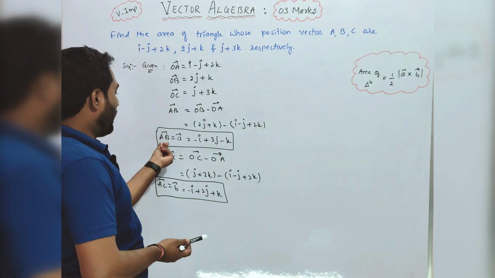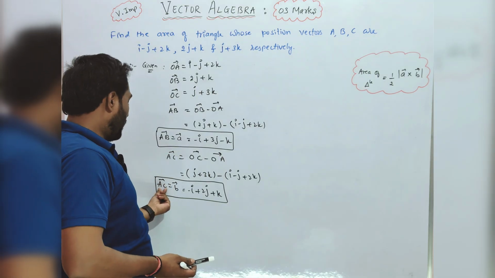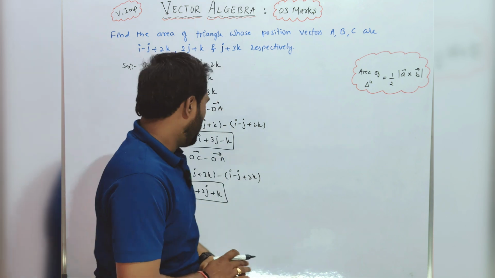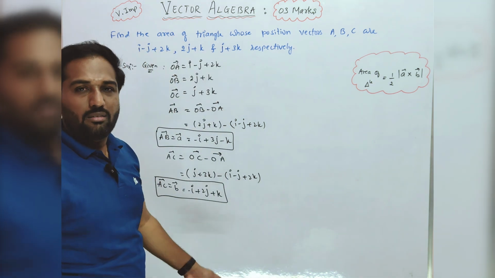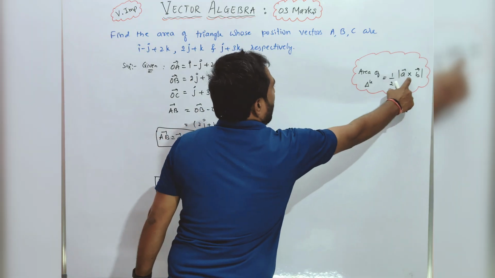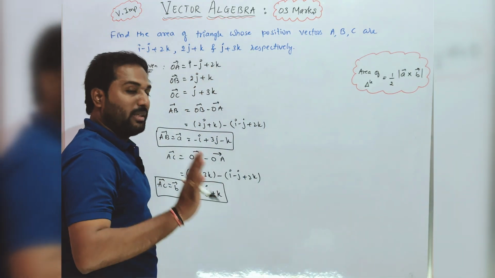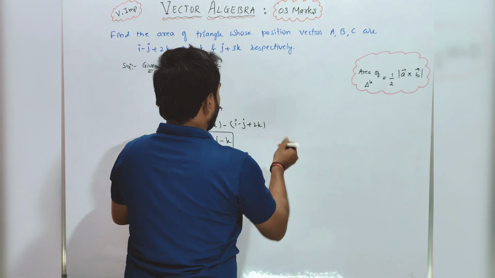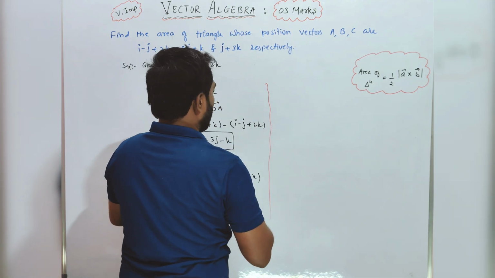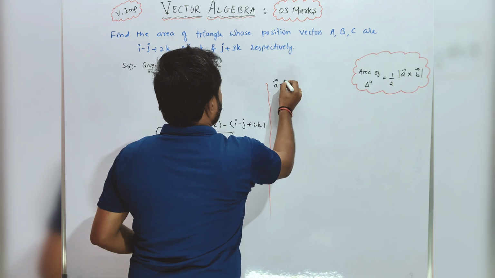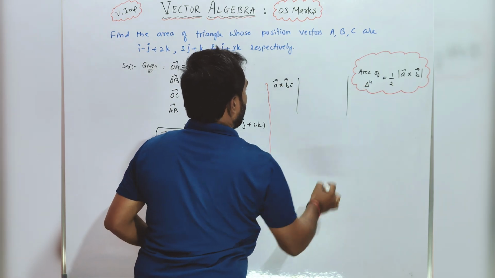So I have taken vector AB as A and vector AC as B, because the formula is just simple, A cross B. By using this, again finding A cross B. Finding A cross B now. A cross B is very important. Okay, A cross B, and you know this already.